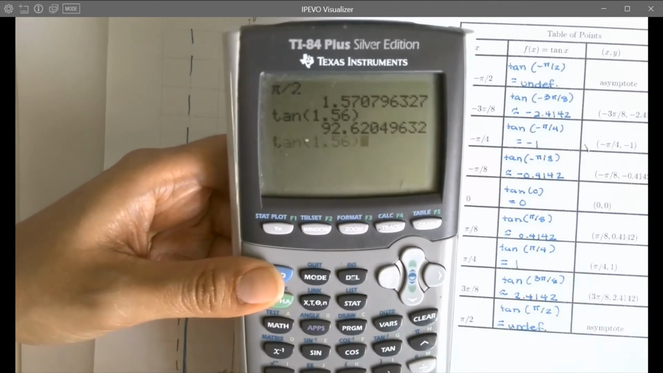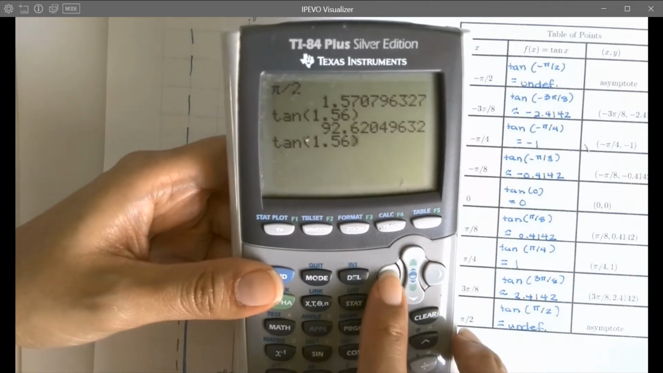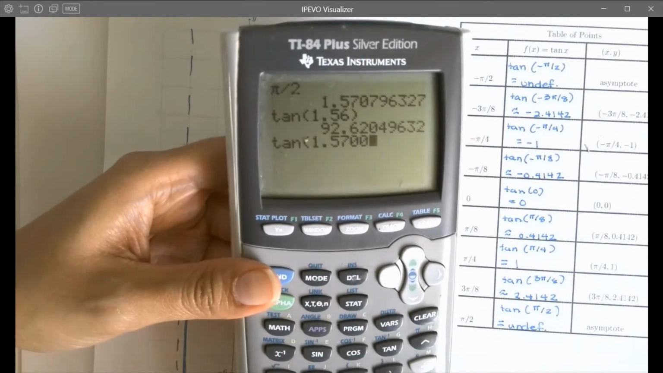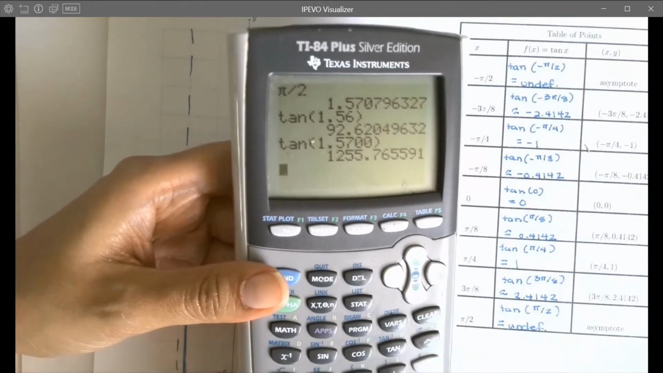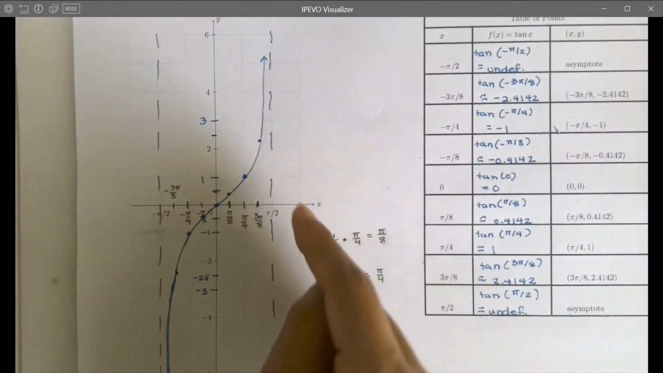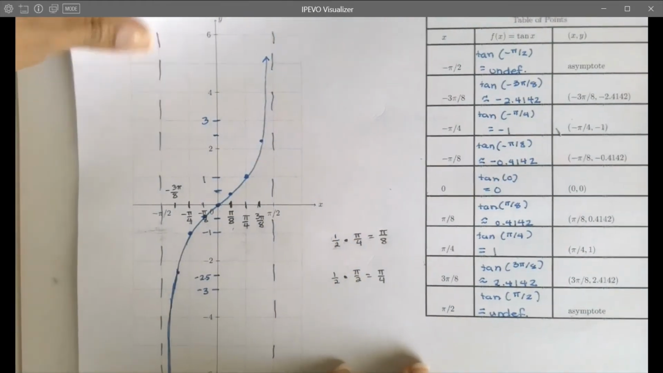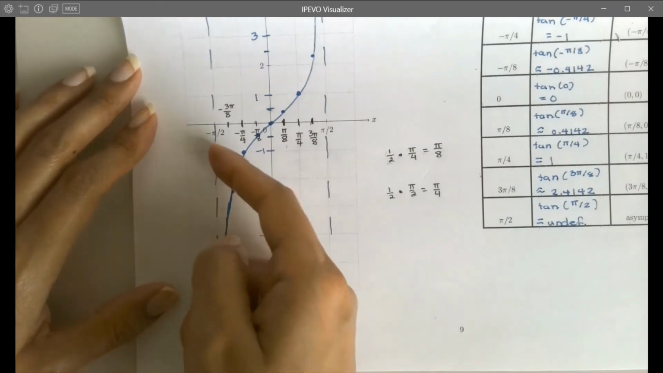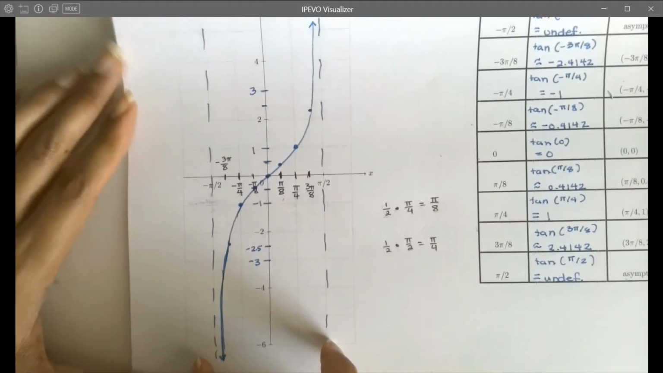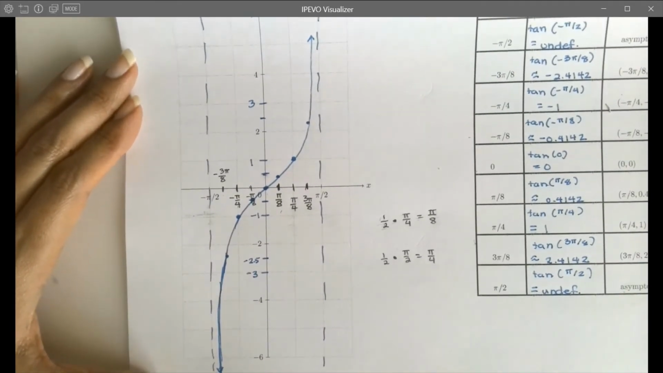If I try to get closer to 1.5707, I can do tangent of 1.5700, and that's going to give us 1,255. So you can see that the closer I get to pi over 2, the higher and higher the number is going to get. Similar behavior is going to happen if you try to get to negative pi over 2. Okay, but this is what one cycle of tangent is going to look like.